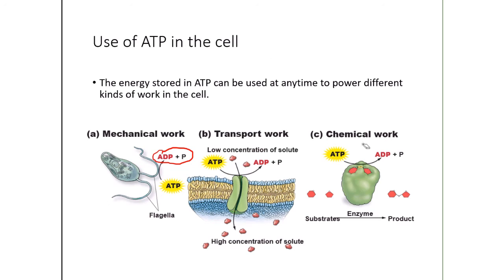Another way we can use ATP is to do chemical work. You might remember enzymes will catalyze chemical reactions by lowering the activation energy, right? So something has to compensate for that energy difference, and in some cases, the ATP molecule is what we need to adjust for the energy requirement difference.